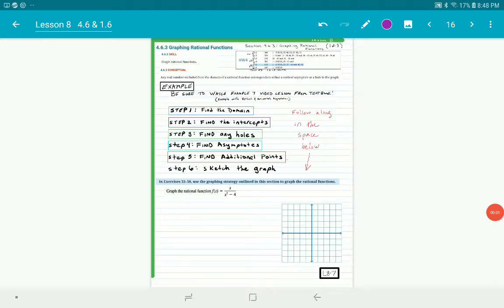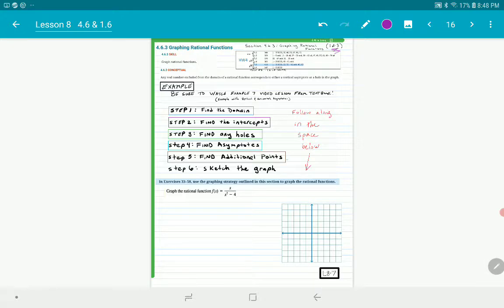In section 4.6.3, we're graphing rational functions. We're going to do 2 examples in here. There's 3 pages of your notes for this section, at least if you're using the printed version of your notes. And the first example, I'm going to have you use the example from the textbook with the video from the textbook author. So you're going to go to your textbook.